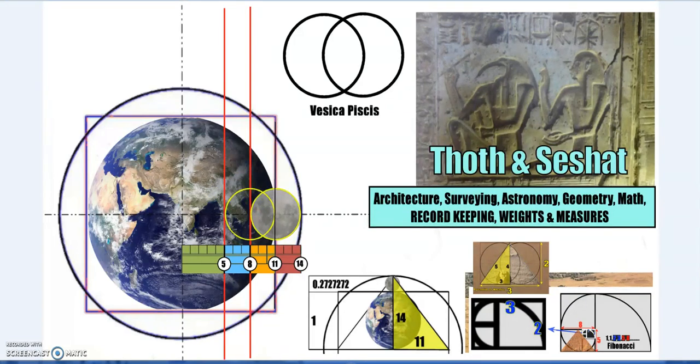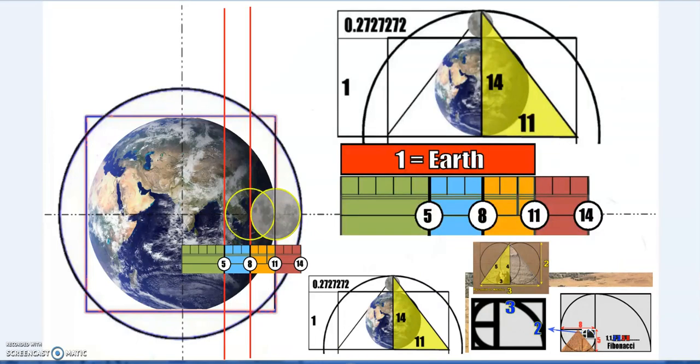Thoth and Seshat in ancient Egypt are connected to architecture, surveying, measurement, astronomy, geometry, math, record keeping, and are gods of weights and measures. So the vesica describes the Barycenter, which describes the relationship of the sides between the Earth and the Moon, and the relationship of the Barycenter, the orbital point. Now we're going to make this larger so it's a bit more clear. So there we have that.